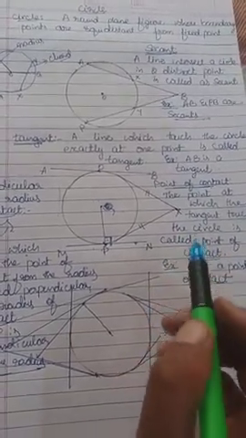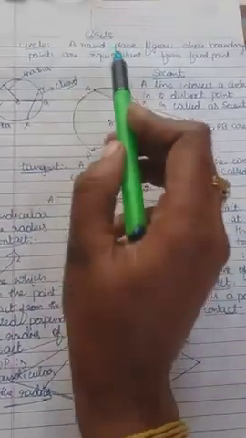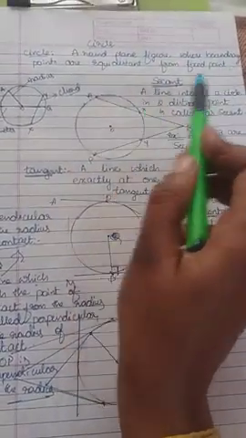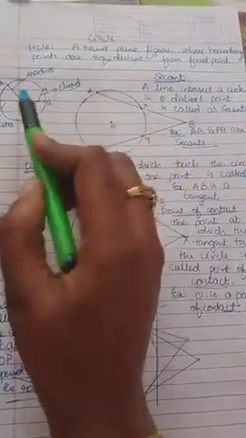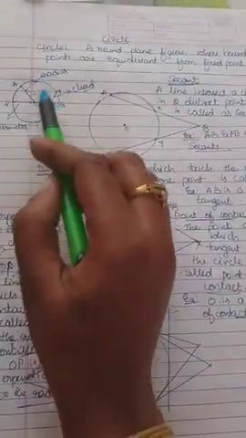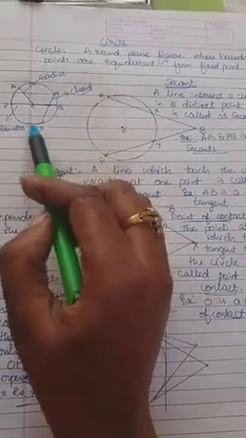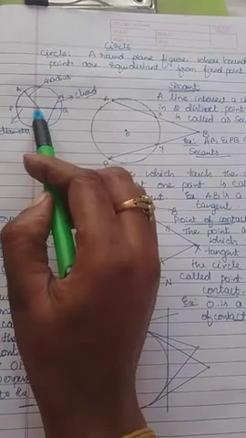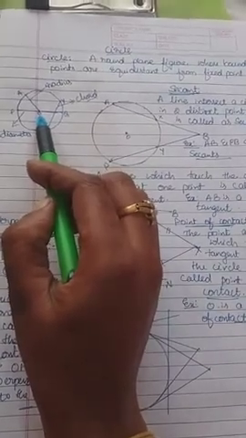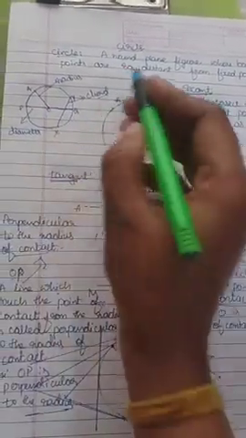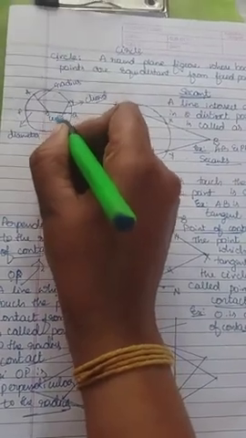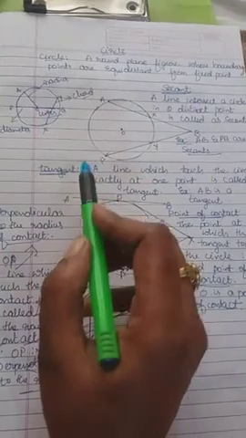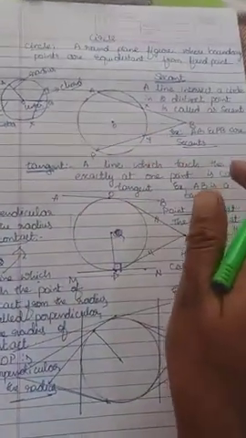Let us recall once again. What is a circle? A circle is a round plane figure whose boundary points are equidistant from a fixed point. The points which lie on the circumference are equidistant from the fixed point, and the fixed point is called the center. These are the basic things you learnt already. Let us move on.